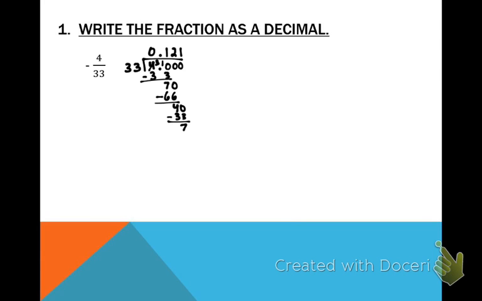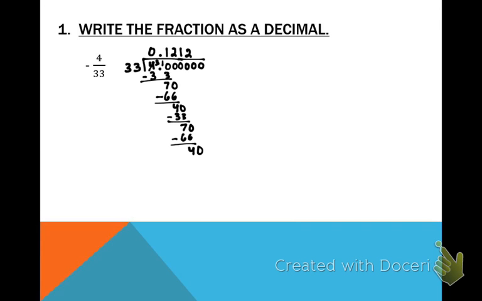I don't have any more zeros, but since I don't have a zero at the bottom, I'm just going to keep writing more zeros to continue to bring down more zeros. This can go in 2 times. 2 times 33 is 66. Subtract, you get 4. Do you guys see a pattern? Yes. Should I keep going? No. As soon as you see there's a pattern, this is going to be 0.12121212. I can continue going on and on.